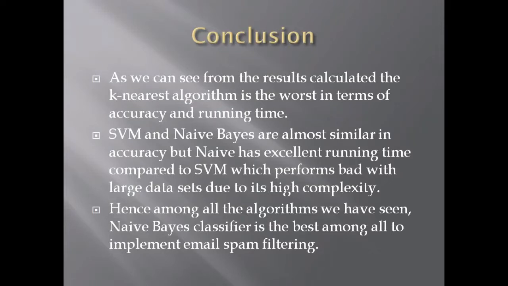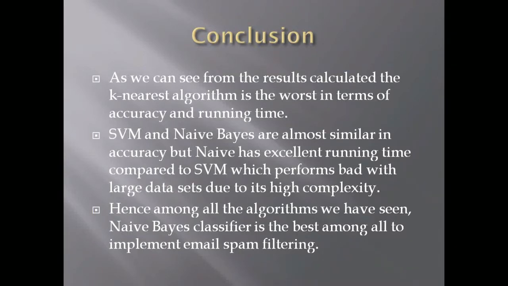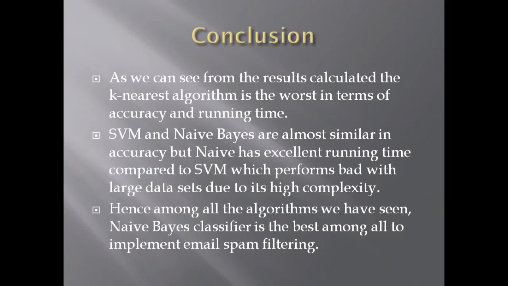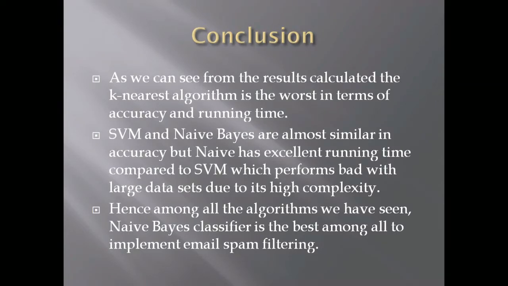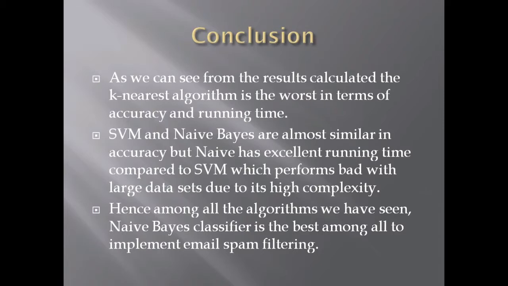Therefore, as we are using a small set, we can't see much difference in time. Still, there is a difference of about 4 to 5 seconds, but as the data set goes on increasing, SVM performs very badly, and there is a lot of difference between both of them because of its high complexity. Hence, among all the algorithms, naive Bayes is the best algorithm because here we have a proper trade-off between accuracy and running time, and hence it can easily be implemented in email spam filtering techniques.